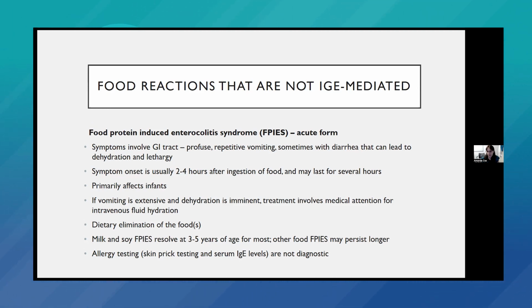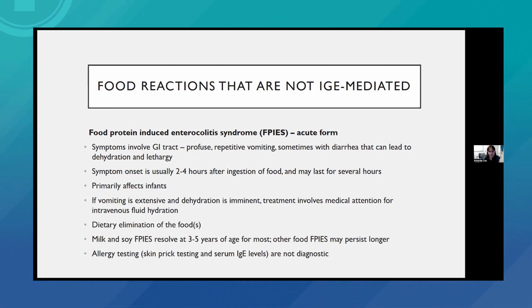This generally affects infants, or starts off in infants, and the treatment, if the vomiting is extensive and if dehydration is imminent, really involves medical attention so that the baby or the child can receive intravenous fluid hydration, and some other medications might be given as well to support the patient. But generally, the hydration is what is needed.